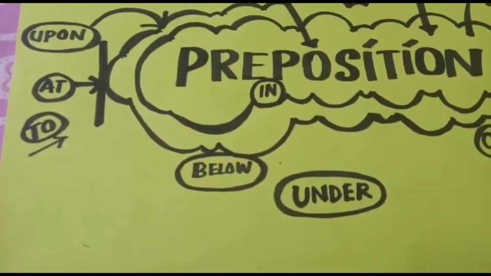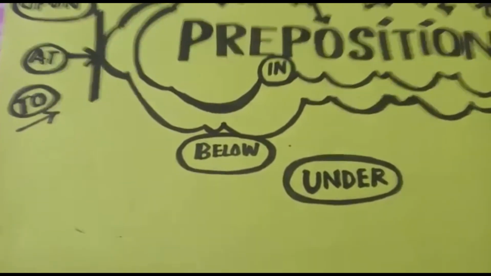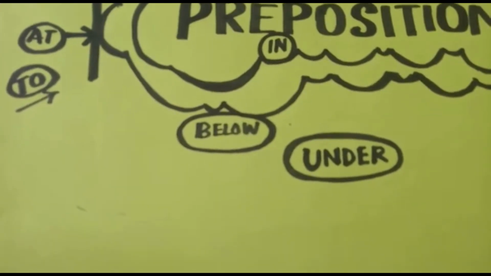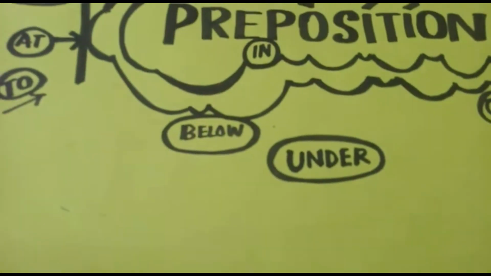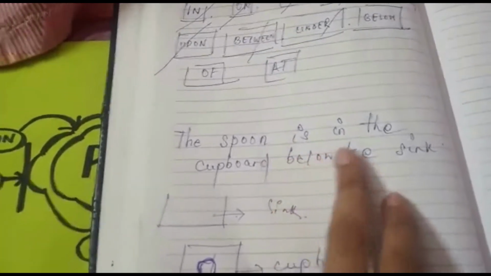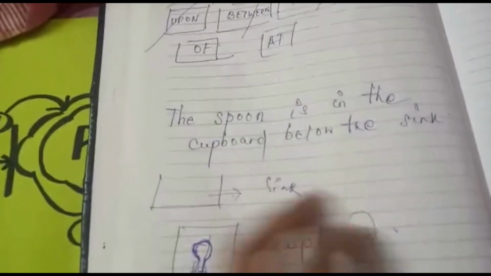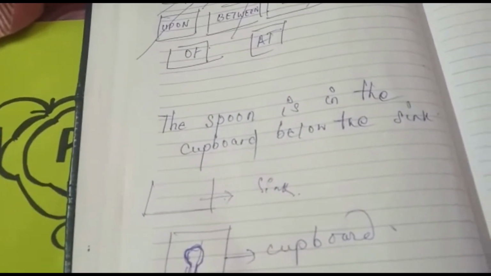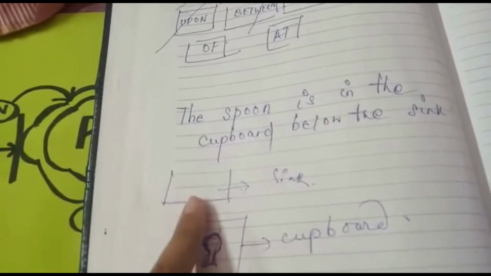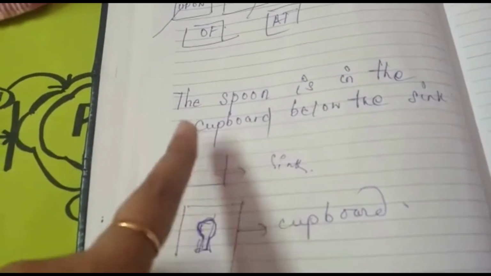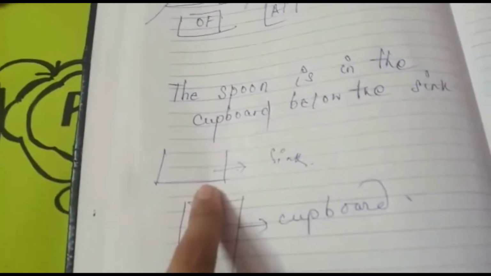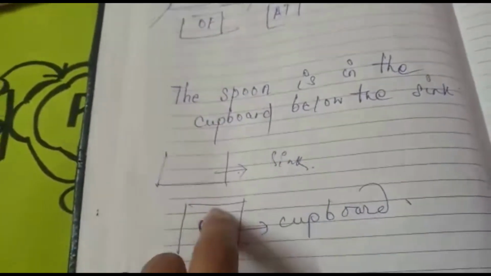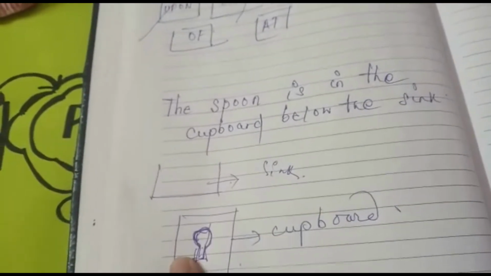Next preposition which I will explain now is below. So when do we use below? Below is generally preferred when one thing is not directly under another. I will give you one example. See the sentence here: the spoon is in the cupboard below the sink. As I told you, when one object is not directly below the other object. So this is a sink, this is a cupboard, and this is a spoon. The spoon is not directly below the sink.